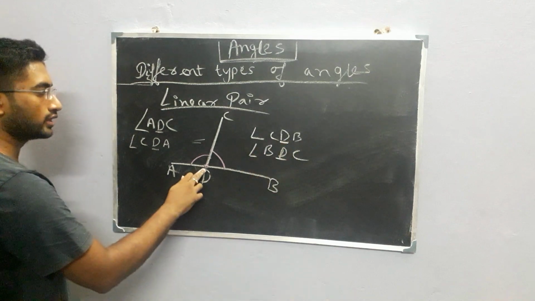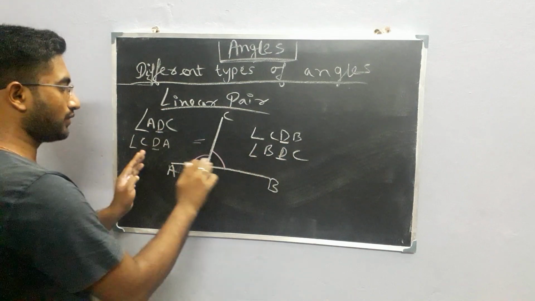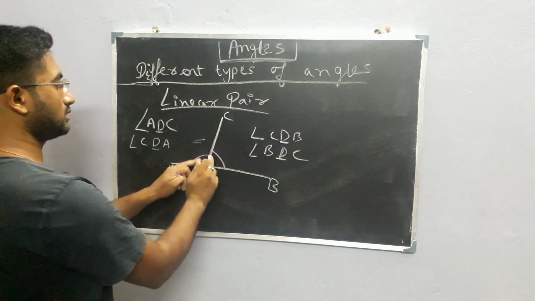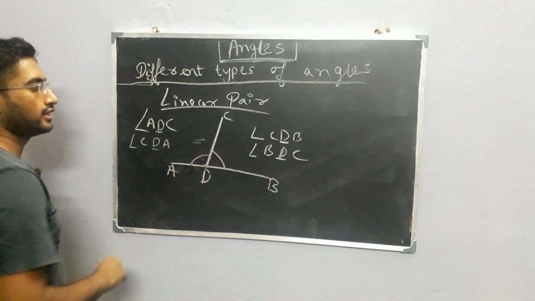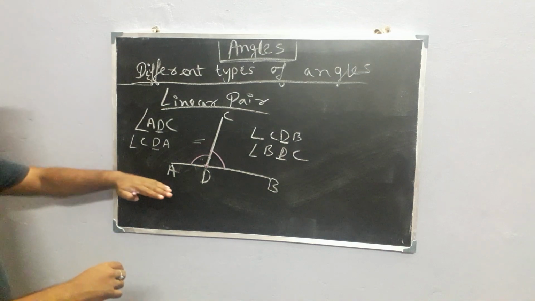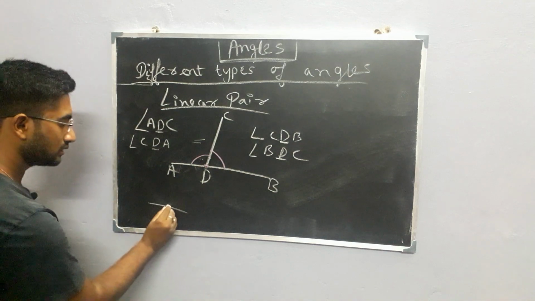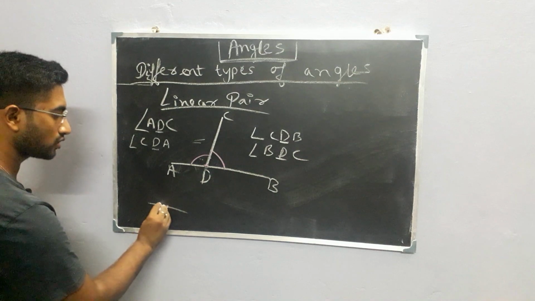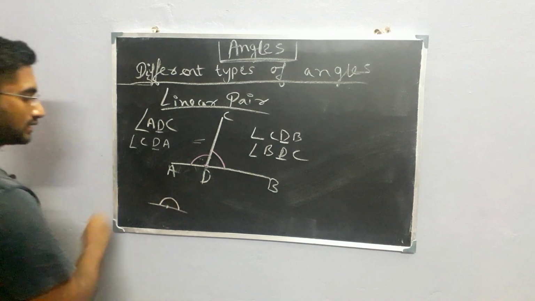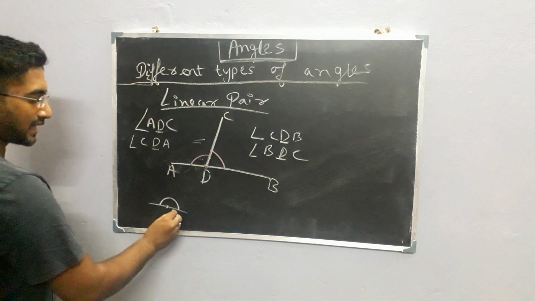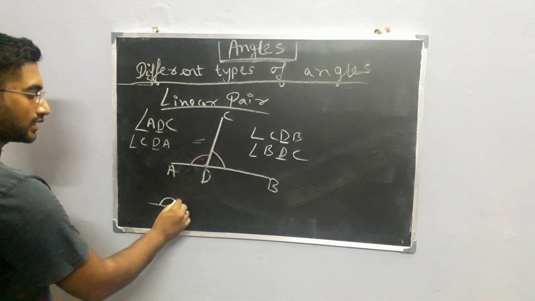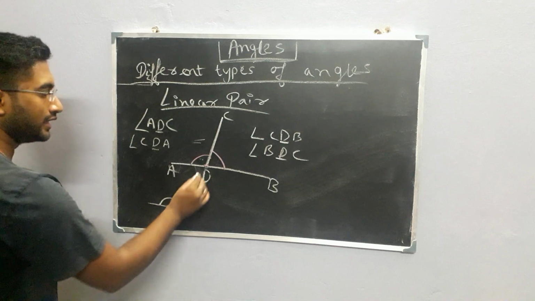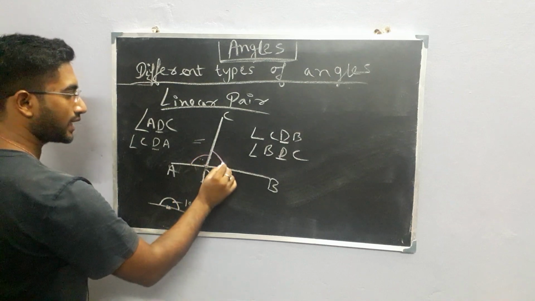So in both, the angle was divided into two parts. And in both, the angles are present at the common vertex D, right? Now, we know the straight angle, which we have also studied in class 6, is present here. This angle is known as a straight angle because it is making a semicircle and it makes an angle of 180 degree. So isn't this very similar to a straight angle?